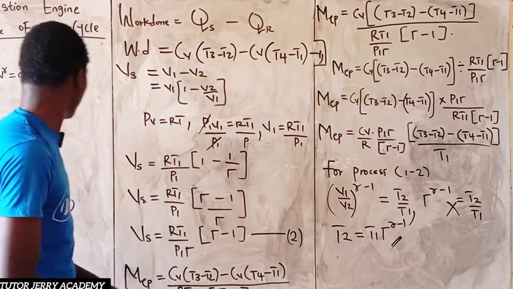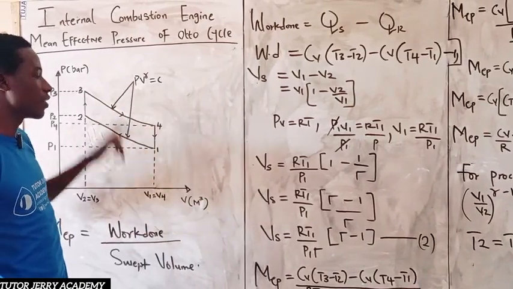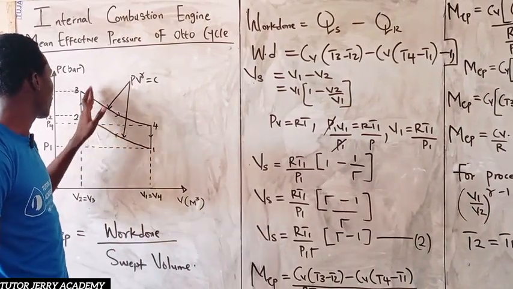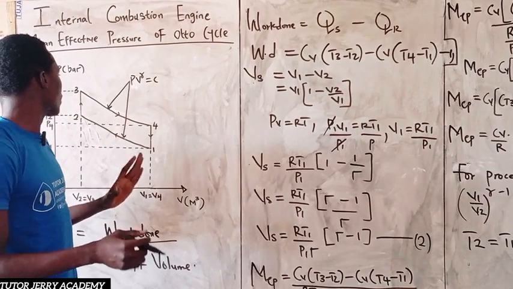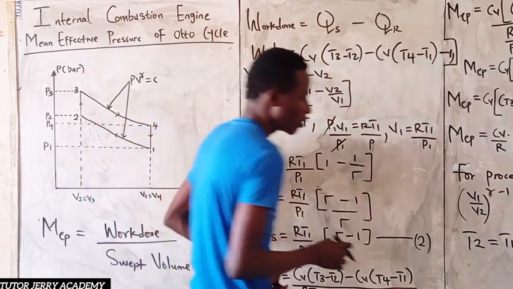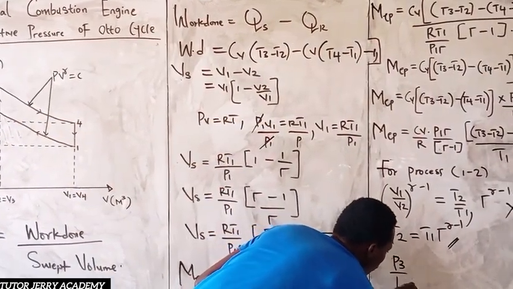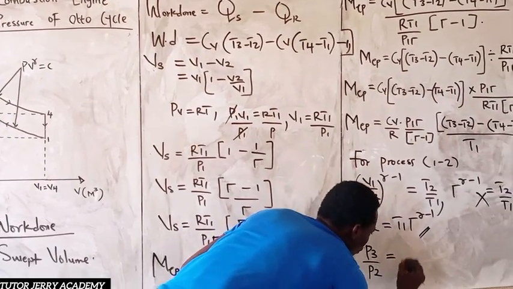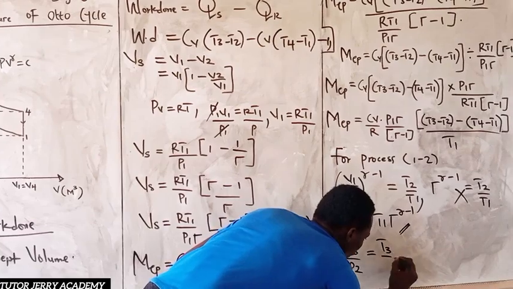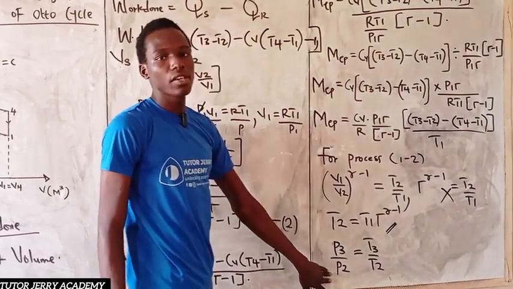Now let's proceed to the next state. We have state 2 to state 3. From state 2 to state 3, we have the constant volume heat addition process. In this process, we have P3 all over P2 equal to T3 all over T2, because for this process we have constant volume.